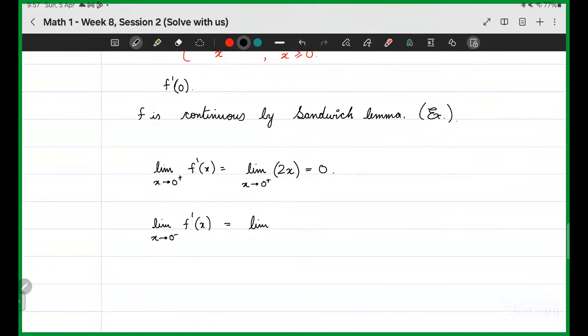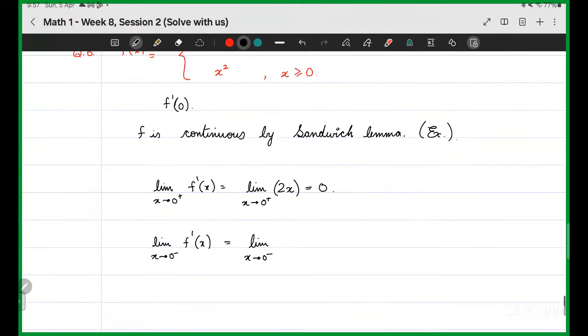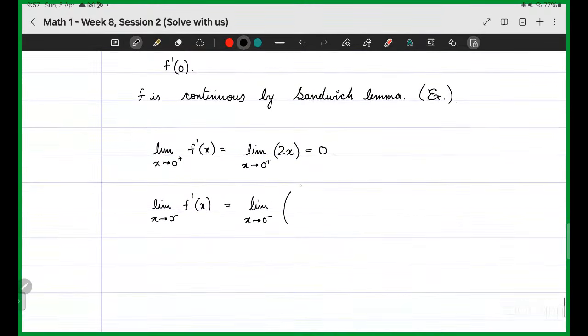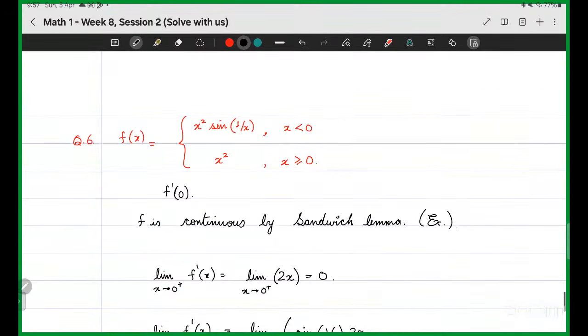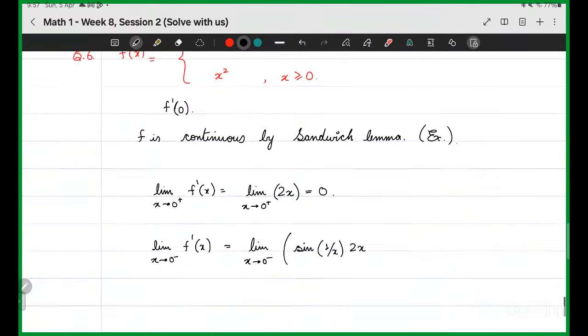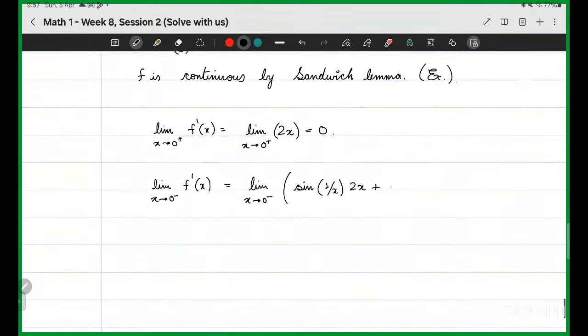This would be the limit as x goes to 0 minus of sine 1 by x times 2x. So if I differentiate this expression, it would be minus cos 1 by x plus that term. If you do the thing, you'll get this. Does this have a limit as x goes to 0?